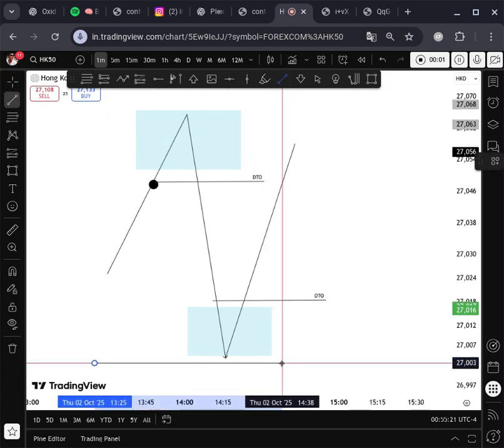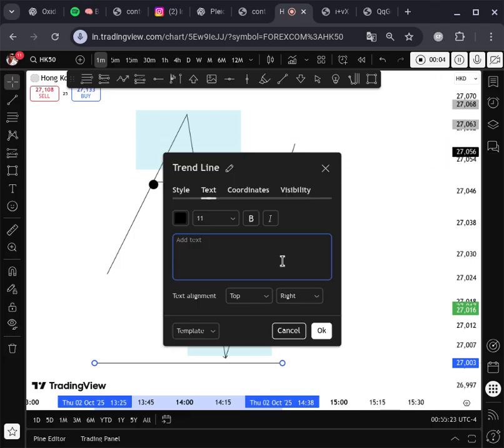Okay guys, welcome to this video. In this video, I'm going to go over my model that is only valid for HK50, and I will tell you the reason for this. So let's start from this.